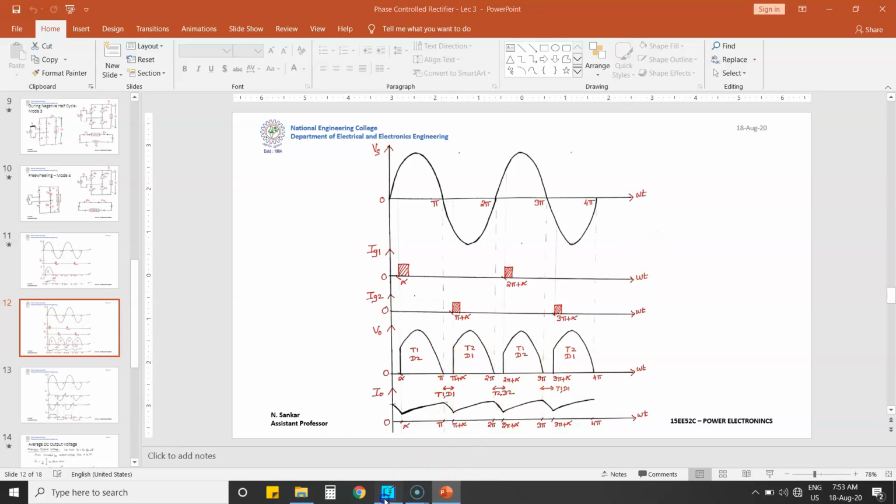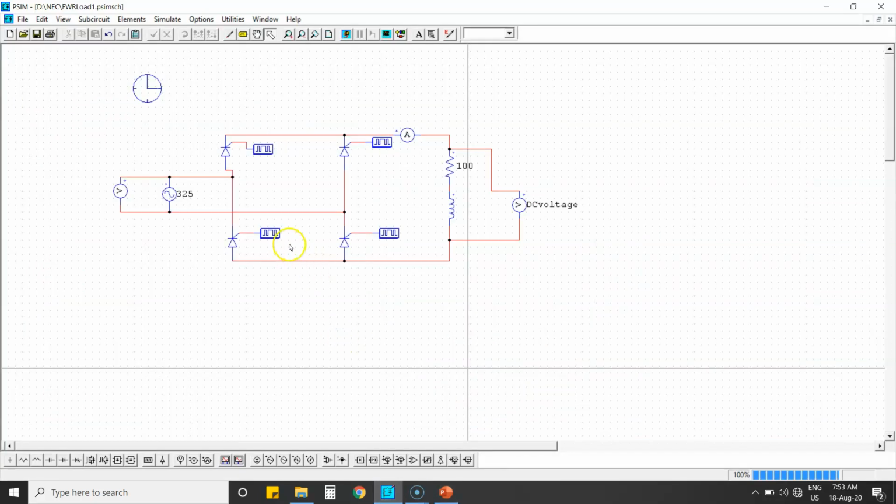We will do the same in simulation. Just replace this by diodes. Simply delete the thyristor here and replace that by diodes. So here we have some diode for this one and for this one. Just rotate the diode and connect it. Similarly, this one.